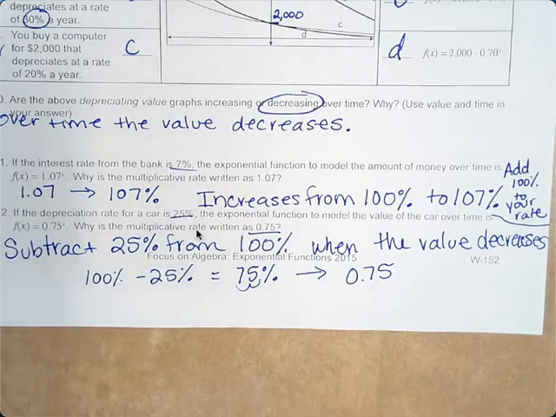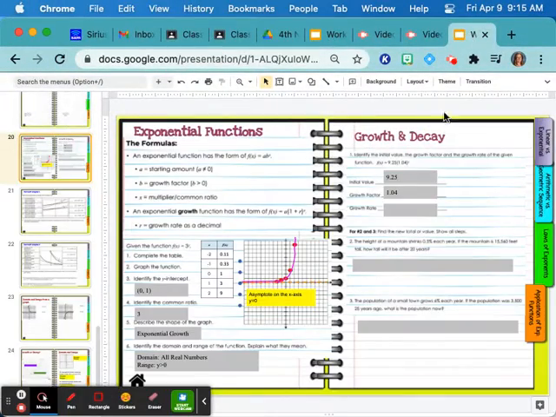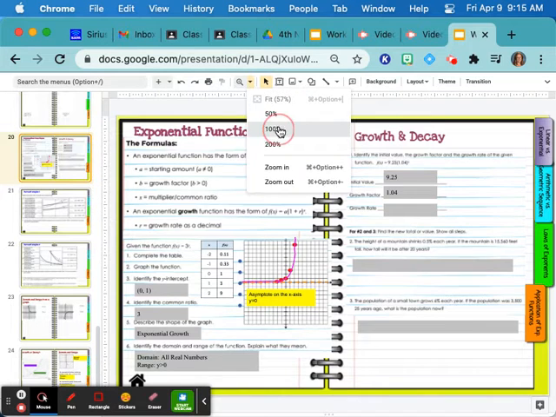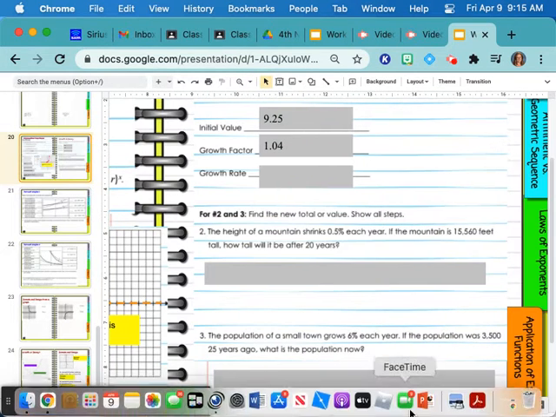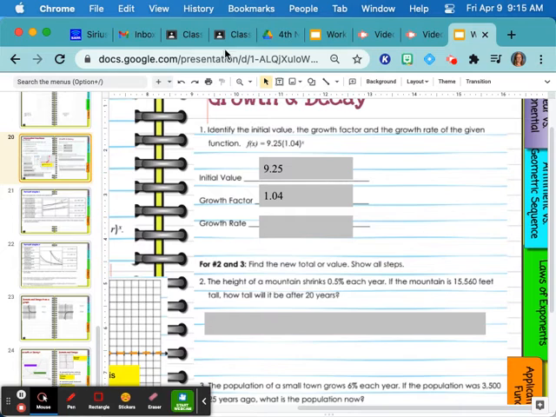So let's look at our digital interactive notebook now. We need to look at the growth and decay slide on slide 20. I'm going to zoom in on mine. So we stopped right here and we went to percent graphs last class. So we are coming back to this to finish this slide.